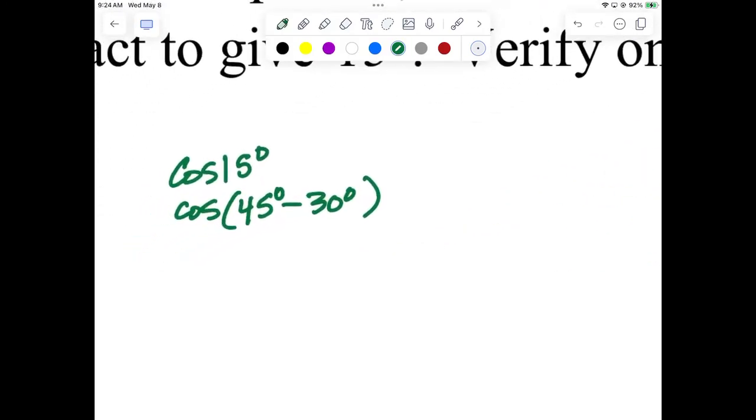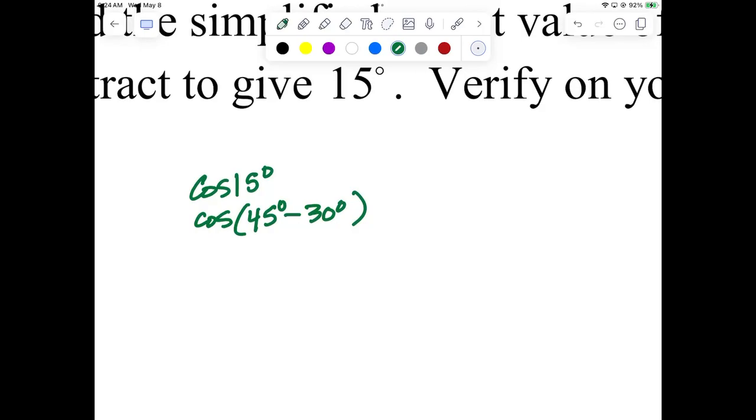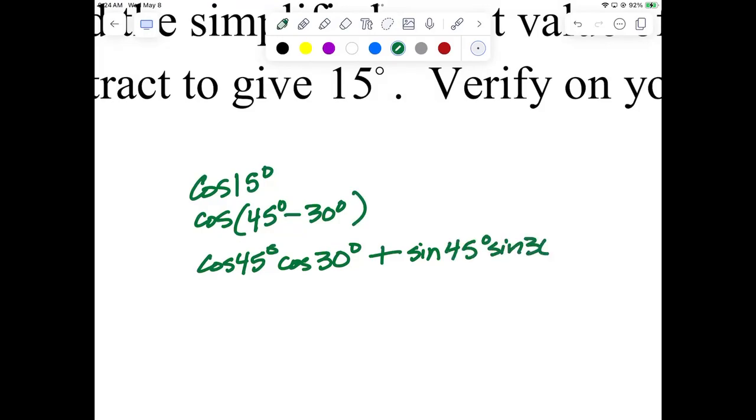And now I can use the identity to expand it out. Is it just cosine of 45 minus cosine of 30? No way. It's the identity. It's cosine, cosine, sine, sine. So it's cosine of the first times cosine of the second. And because it's a minus sign inside, it becomes a plus sign on the outside. Change the sign. And then it's sine going second: sine of 45, sine of 30. That's using the identity.